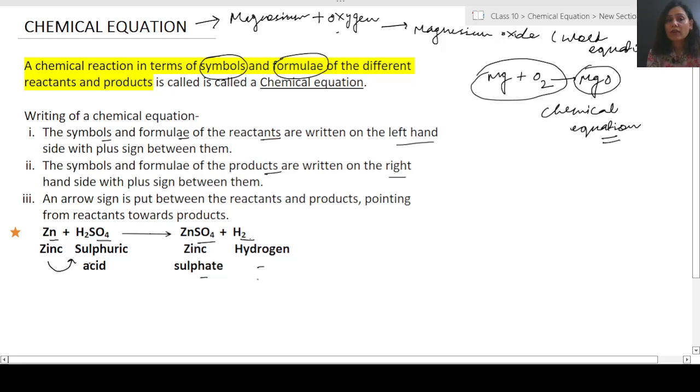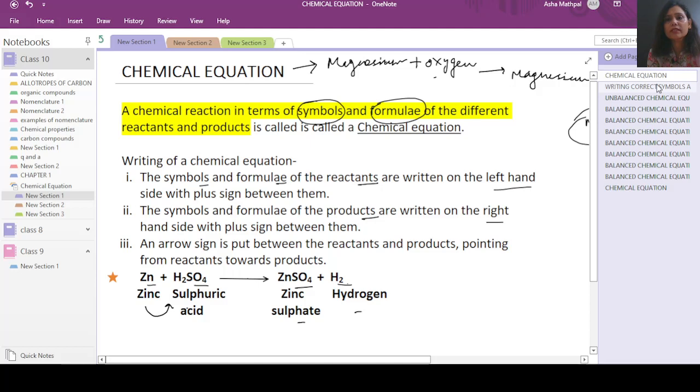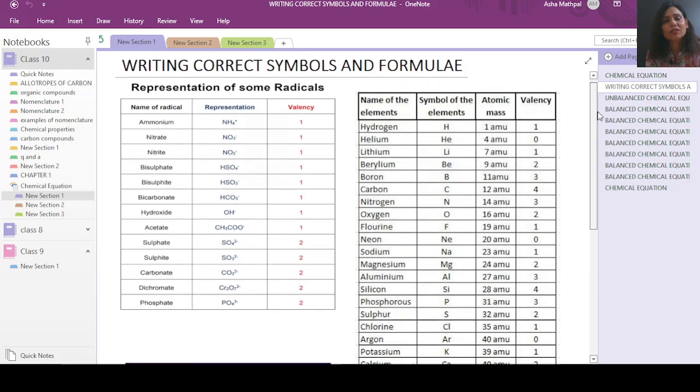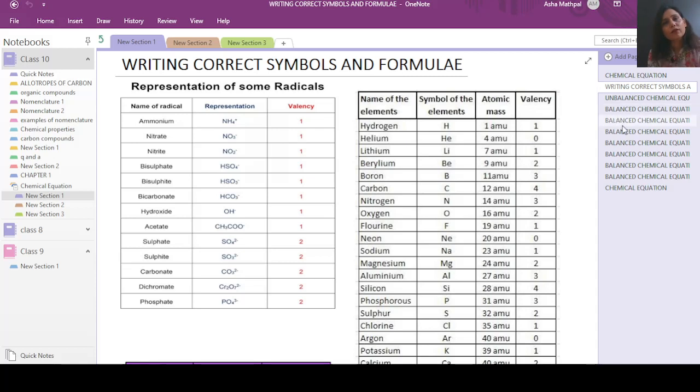Now for writing a chemical equation, there are certain things you should be aware of: valency and atomicity. So let's move to our next slide, on the basic information you need for writing the correct formulae and symbols. You learned this in your class 9 syllabus, where you learnt about valency. For the class 10 syllabus, you should be aware of the valency of the first 20 elements; elements with atomic numbers 1 to 20 are important.